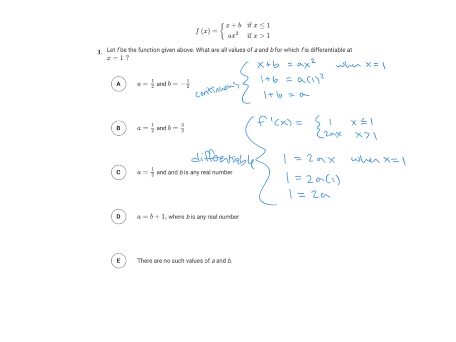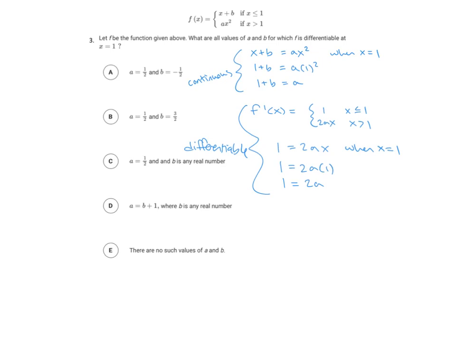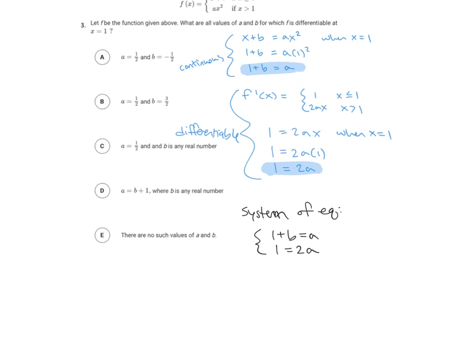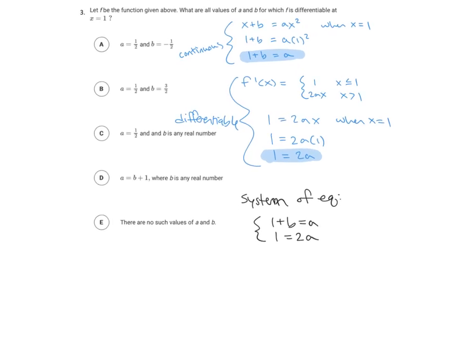And now, for both of these things to be true, I'm going to have to solve a system of equations using this equation and that equation. So the system of equations is going to be 1 plus b equals a, and 1 equals 2a. And so we solve. I'm going to use substitution, I guess.